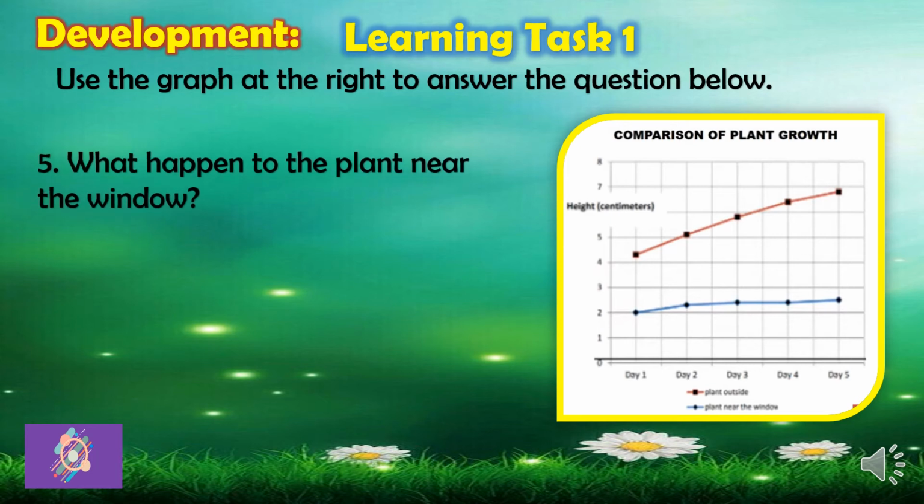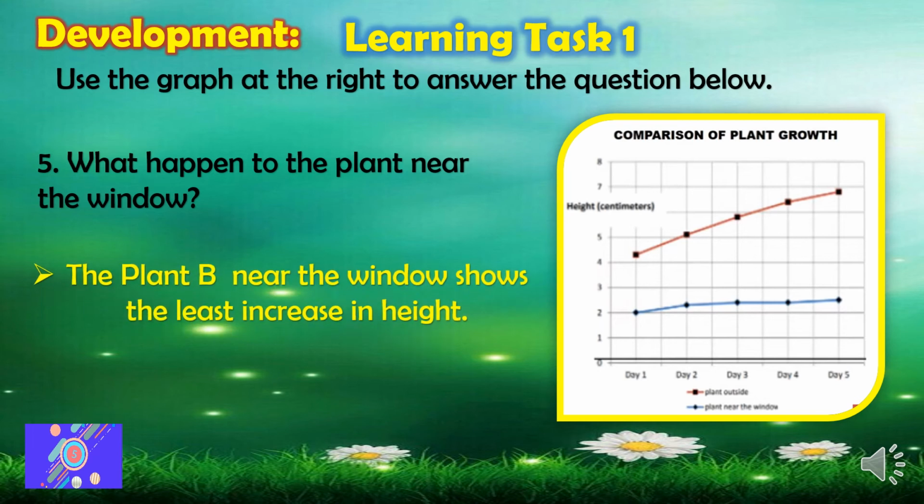And for number 5, what happened to the plant near the window? Okay, the plant B near the window shows the least increase in height because, as I've said, plant needs sunlight in order to grow.